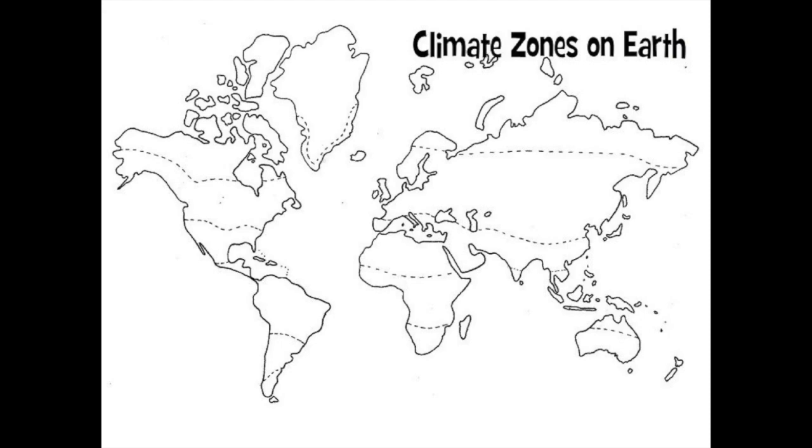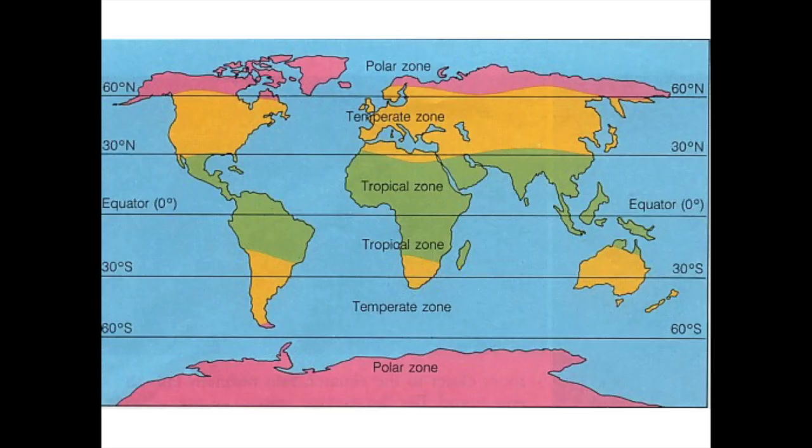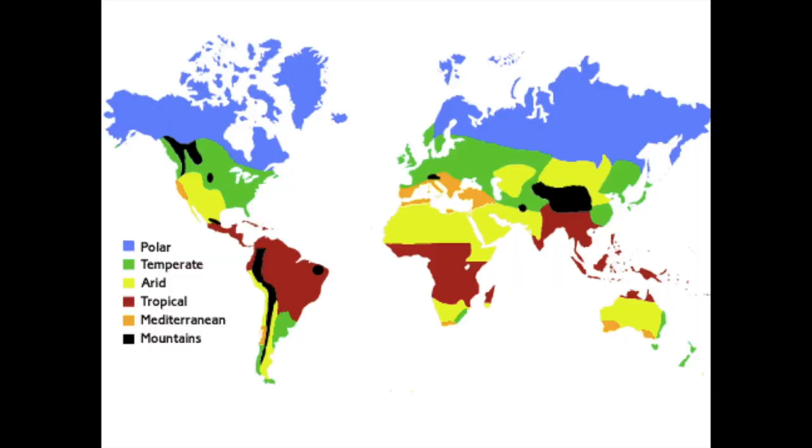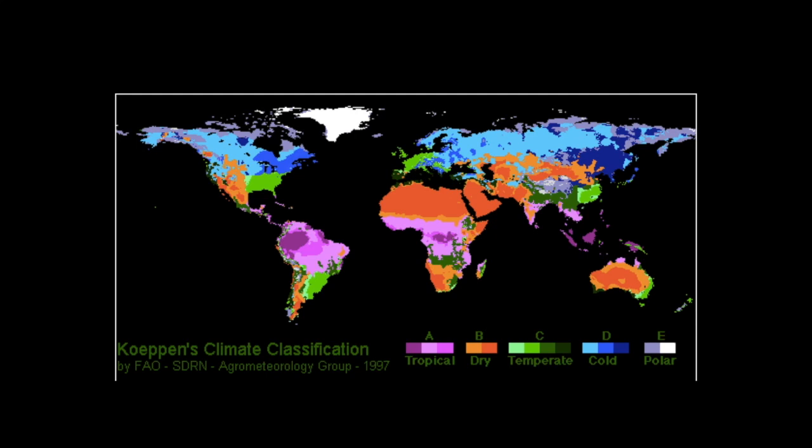We're going to start off very general, then we're going to get a little more detailed. And then as you can see, this is not as black and white as the previous slide, which was very sectioned off. We can see that it's very intermixed. And then even here, this is the Köppen climate classification. It is even more detailed and specific.